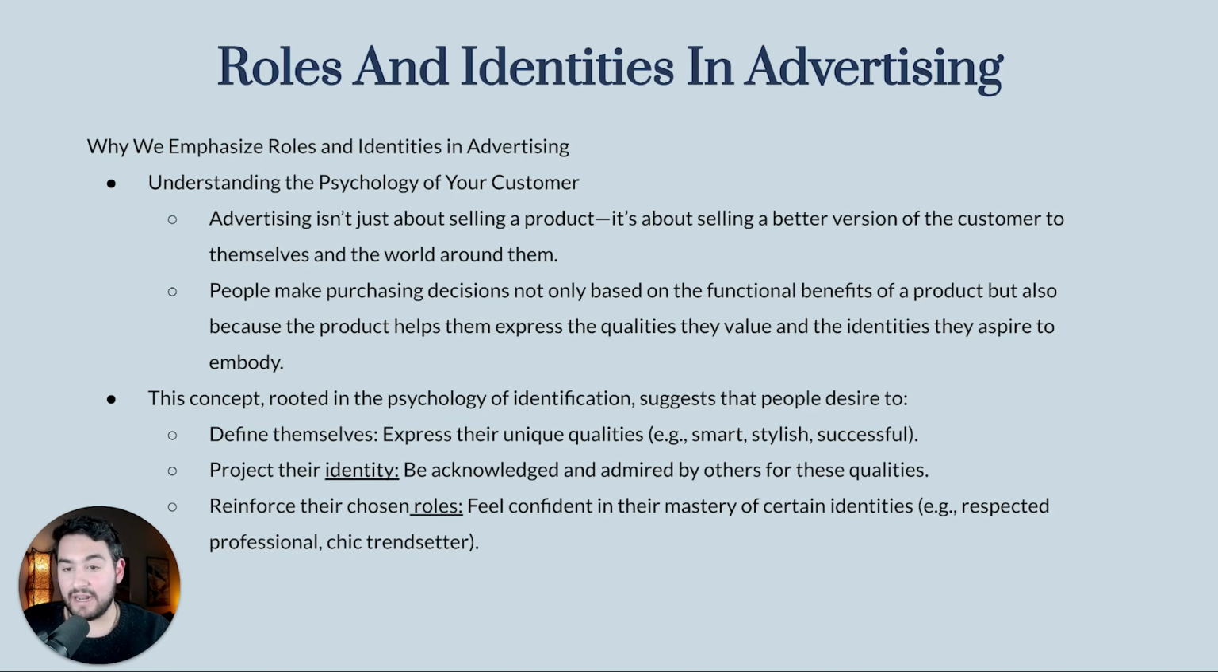This concept that I just talked about is rooted in the psychology of identification, and it suggests that people desire to define themselves. They want to express their unique qualities. Example is being perceived as smart, stylish, successful. They want to project their identity and be acknowledged and admired by others for these qualities. It also reinforces their chosen roles. You want to be an attractive person or a great father or a good student. Those are technically all roles that you can choose.